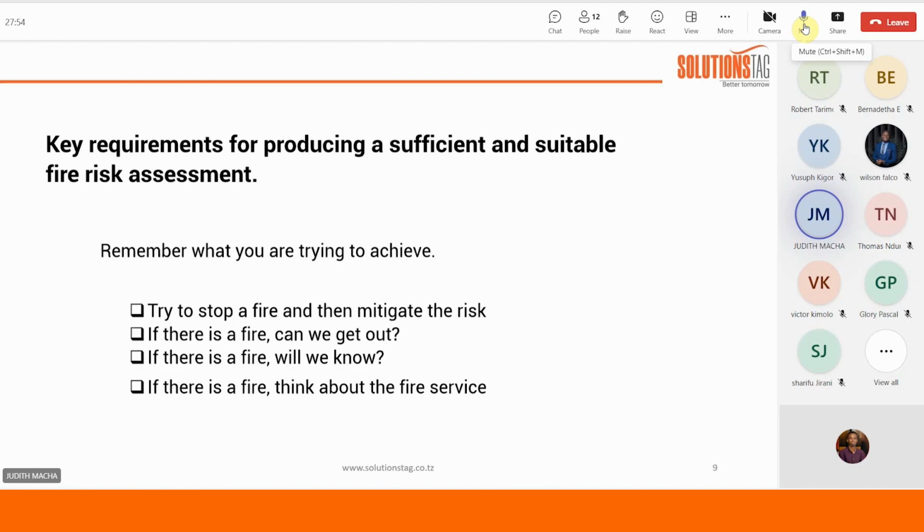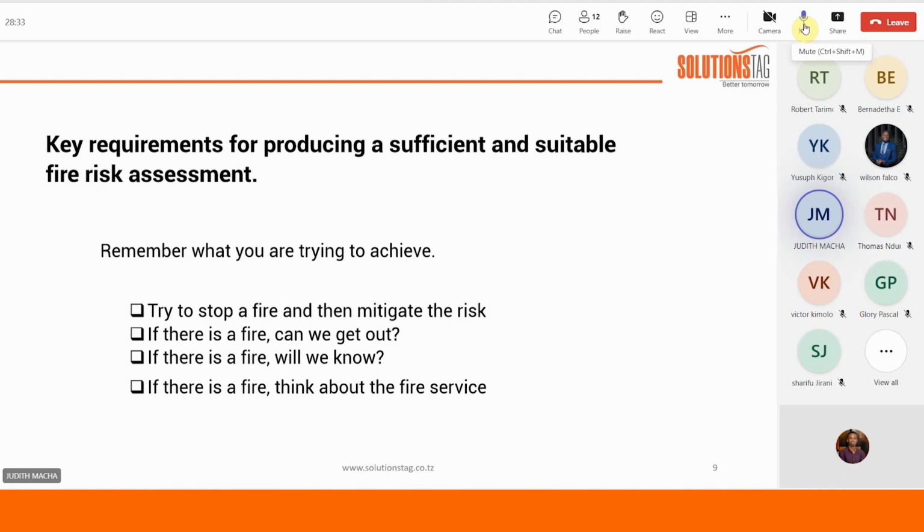While you are doing this, you have to remember, what are you trying to achieve? If you remember that your primary objective is to stop a fire, and you need to mitigate the risk in that area, then you have to think: if there is a fire in this area, can we get out? How do we get out? Is there any means of escape that we can get out? Is that means of escape clear so that my people can access it? Is that means of escape available? Does it have an end?